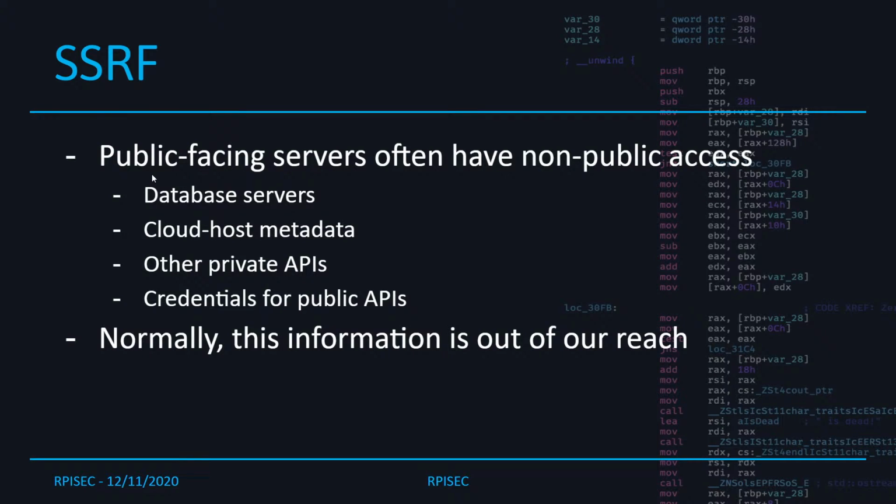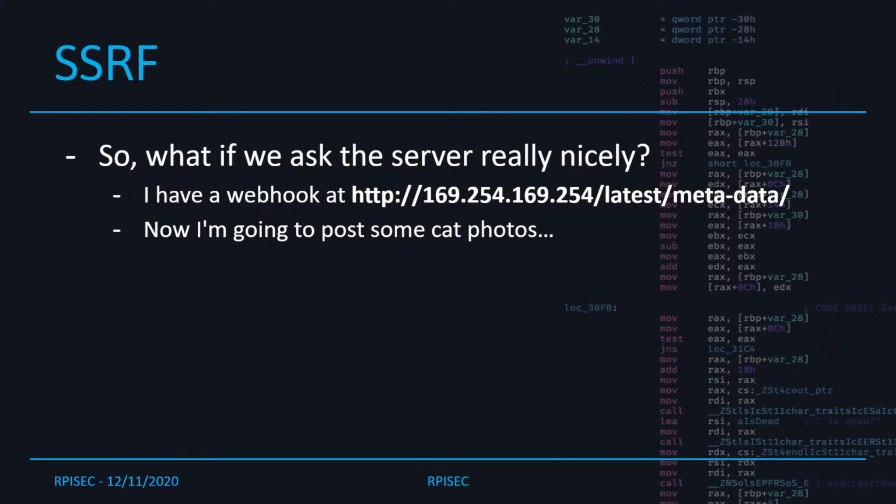Now, public-facing servers often have non-public access. For example, you might have a database that you're allowed to talk to. You might have metadata from your cloud host, from AWS or Azure, whatever you're on. You also might have other private APIs, or public ones that the server specifically has credentials for. Normally this information is completely out of reach, especially anything that's on a private network. You cannot reach it from the public internet. There is no path to it. But what if we ask the server really nicely to just do it for us?